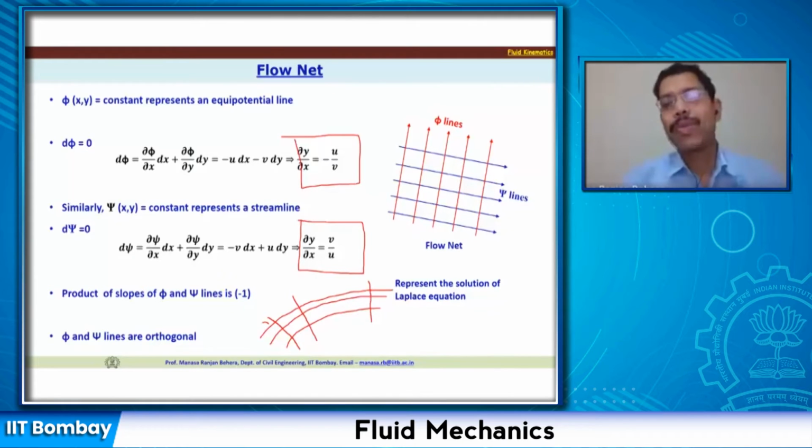Earlier it used to be applied quite a lot, but nowadays with the development of numerical models and computational facilities, we are not using flow nets a lot. But we need to understand the properties and its usefulness. So now let us look at some other properties of flow net.